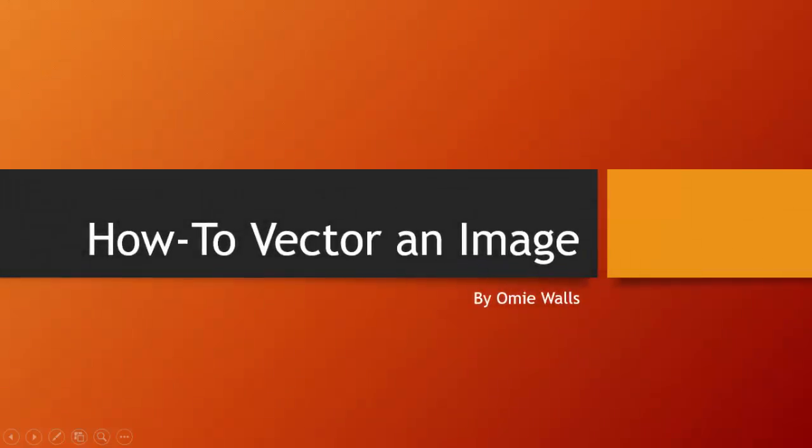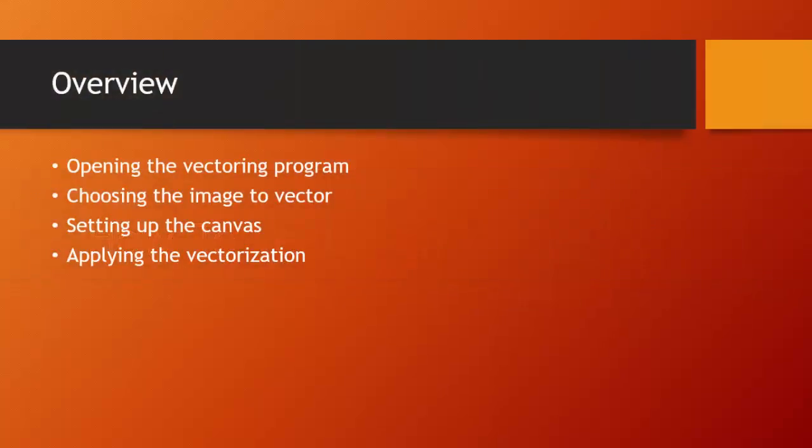Okay, this tutorial is about how to vector an image and the overview. So what we're going to be doing is opening a vectoring program, choosing the image to vector, setting up the canvas on the program, and then applying the vectorization.